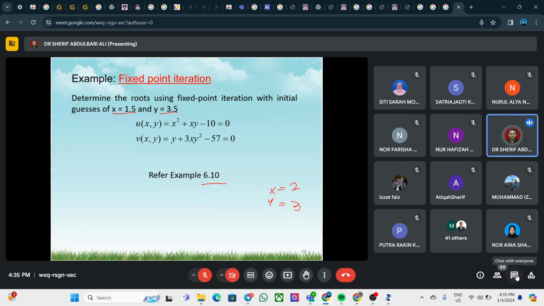But now, because we don't know the true values, our initial value of x is equal to 1.5 and y is equal to 3.5. So now we want to use fixed point iteration. First, we are going to rearrange based on x, and we are going to rearrange the second function based on y. So we'll put x on the left side, and we are going to put y on the left side. Is it clear? Do you have any questions about how it works? Any questions?